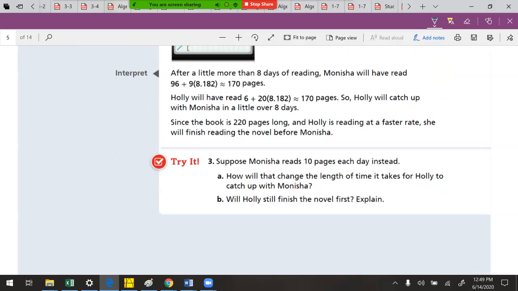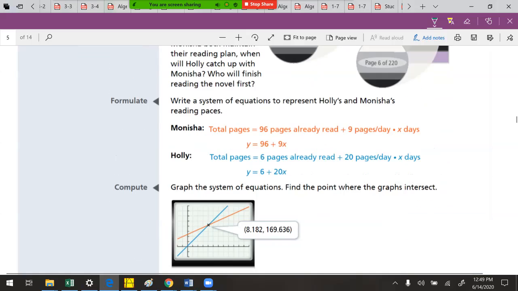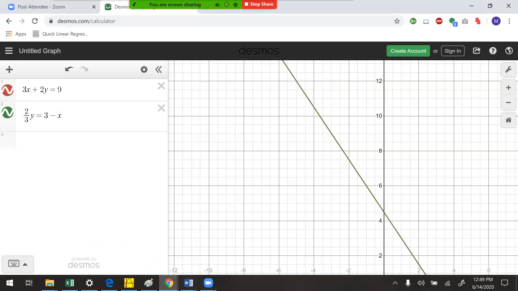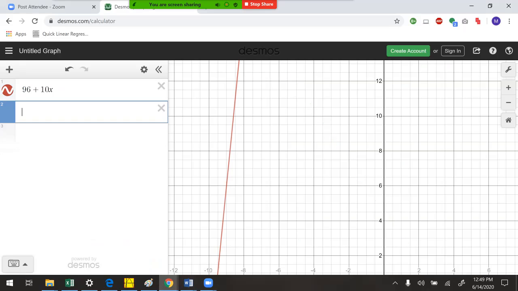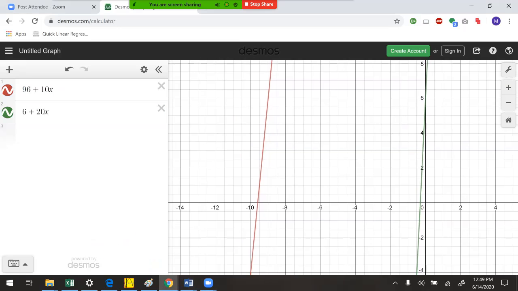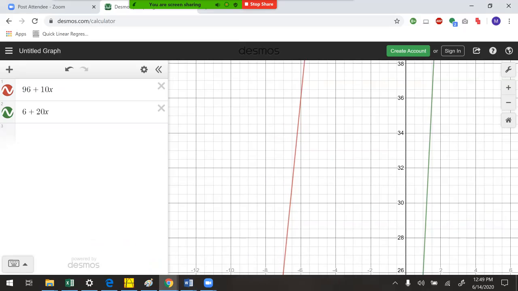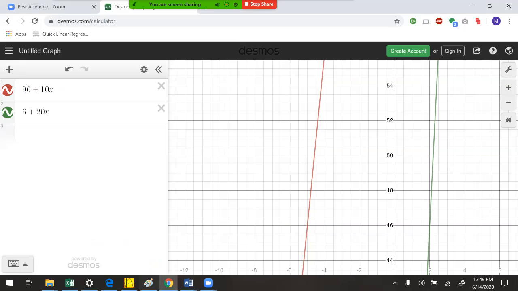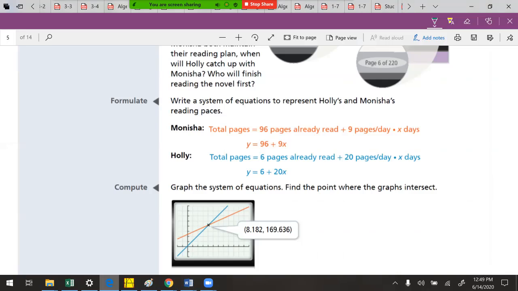So now let's change it up. Suppose Monisha now reads 10 pages each day instead. So that 9 changes to 10. So here we go. 96 plus 10x, and then it would be 6 plus 20x. And then notice we have to find out where they both intersect. It's going to take a while, it looks like. Well, actually, let me double check it. Let me just see if we did type it in correctly.